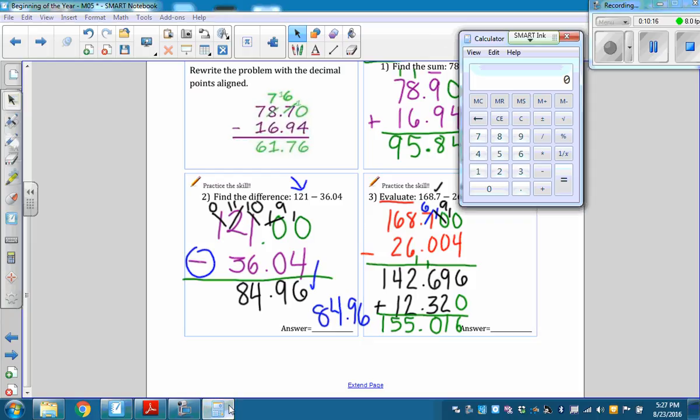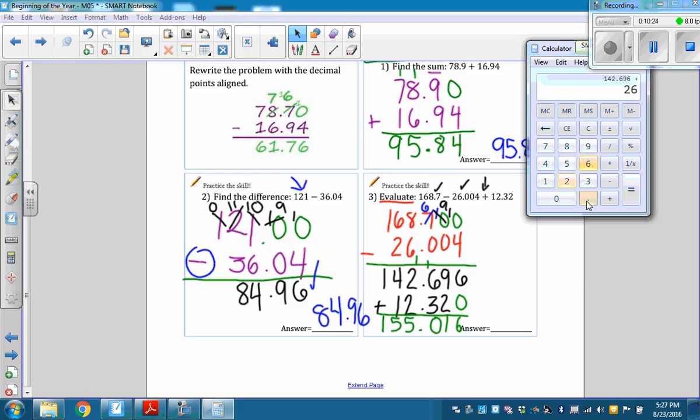I'll check my work with the calculator. 168.7 minus 26.004 plus 12.32 equals 155.016. That's my final answer.